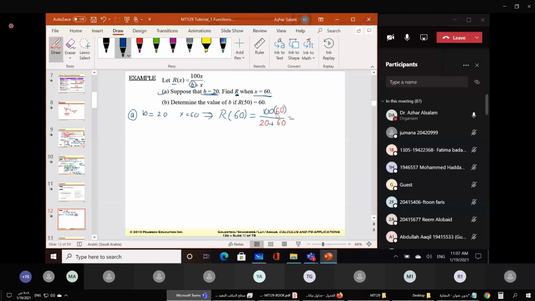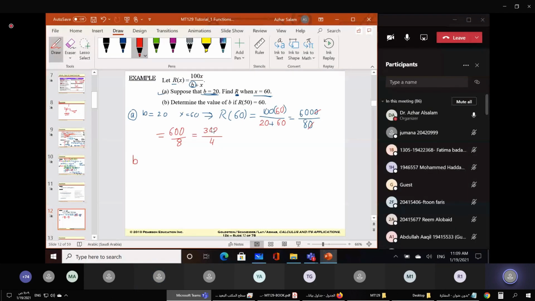Okay, here 60 multiplied by 100 is 6,000, right? And this at the bottom will be 80. Of course, here we have zeros. I can divide here, which is 600 divided by 8. This can be simplified by 8, and then by 5. Here I can write 300 divided by 4. This is the final result.